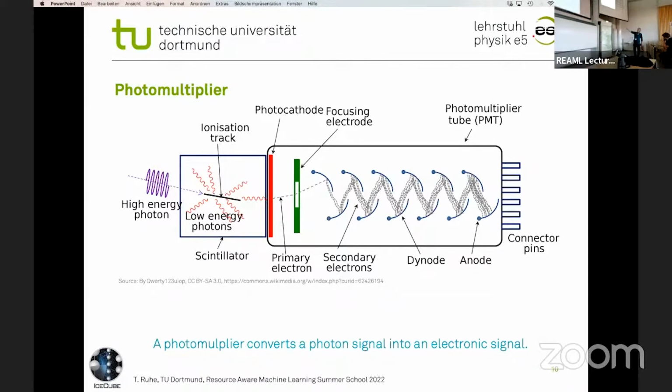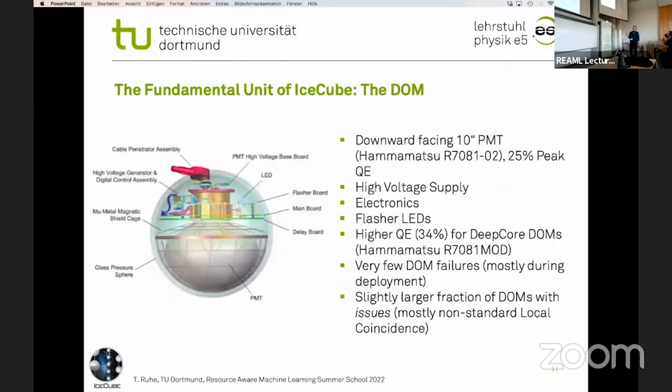And the entire idea is that you send this to stages of dynodes. And in each of these dynodes, you knock out more electrons. And in the end, after several dynodes, you have an entire cascade of electrons. So you have converted a single photon or a very small number of photons to a relatively large number of electrons. So basically, a photomultiplier converts a photonic signal to an electronic signal. An electronic signal you can read out with the readout electronics and do everything you want with that. Okay. And that's the fundamental unit of IceCube. That is the DOM. It's called the Digital Optical Module.